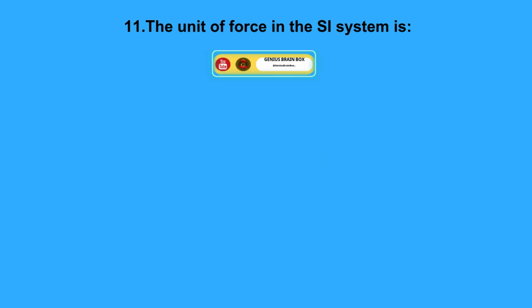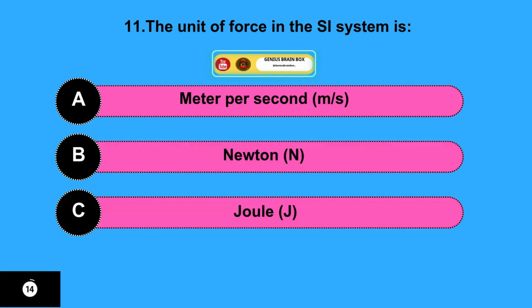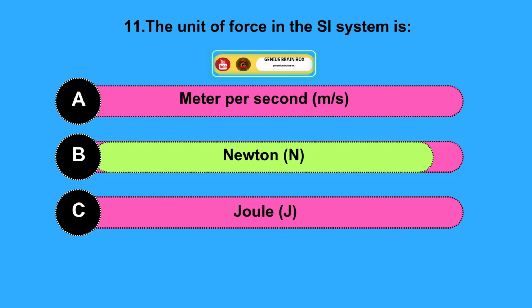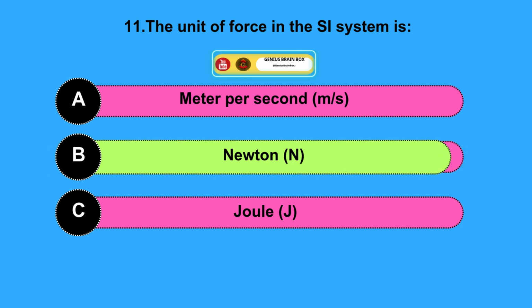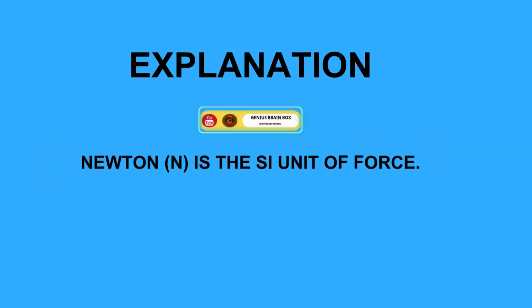The unit of force in the SI system is Option A. Meter per second, m/s. Option B. Newton, N. Option C. Joule, J. Correct answer is B. Explanation is Newton, N, is the SI unit of force.